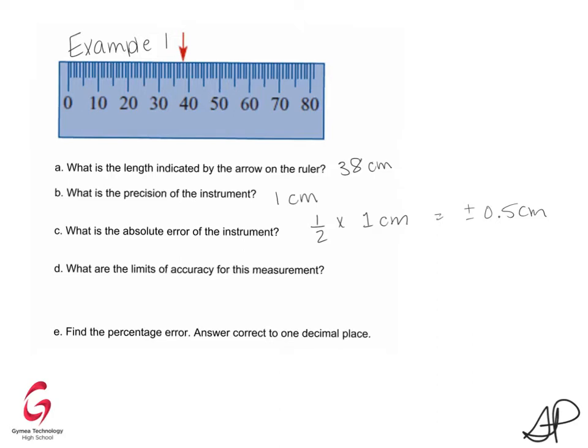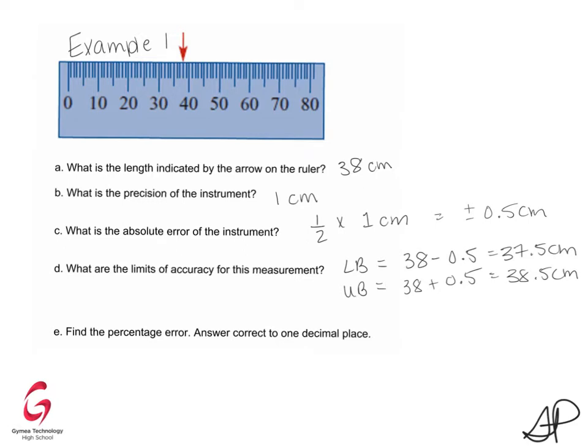Part D, what are the limits of accuracy for this measurement? So we're trying to find the upper bound and the lower bound. From part C, our answer was plus or minus 0.5 centimeters. For our lower bound, we just subtract that 0.5 centimeters from the length indicated on the ruler. And for the upper bound, we add that 0.5 centimeters to the length indicated by the ruler.